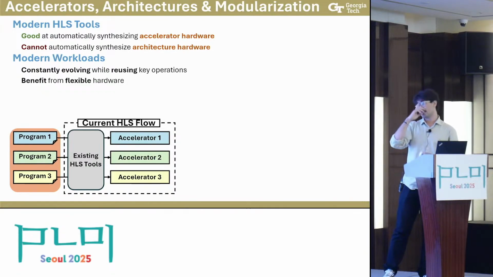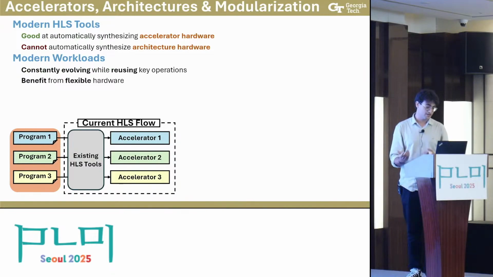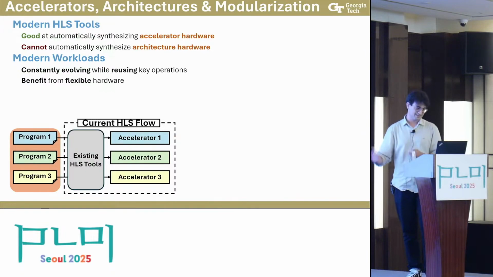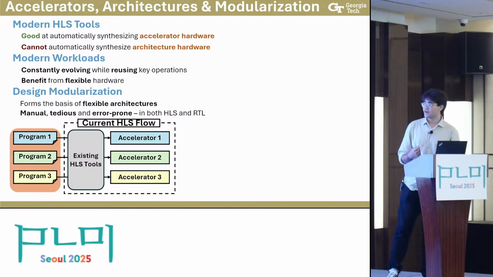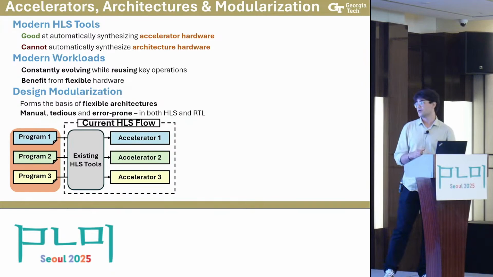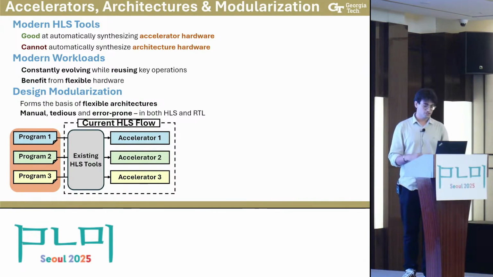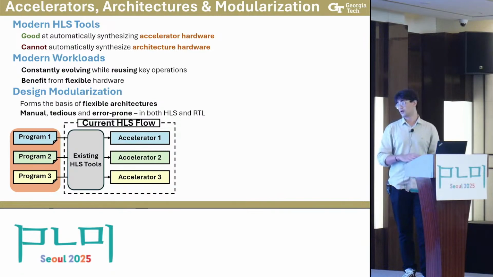And then AI and ML workloads and other modern workloads have been shown to benefit from highly specialized architectures as opposed to really, really specialized accelerators. And then finally, design modularization forms the basis of what's in an architecture, because if you modularize your design, you determine what are the common compute units, and these are going to be the basis of your architecture. However, in both high-level synthesis and traditional hardware design, it's highly manual, tedious, and therefore error-prone. So you need to determine what is going to be a common module, how you're going to use it in each of your programs, etc.